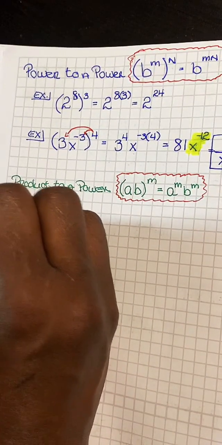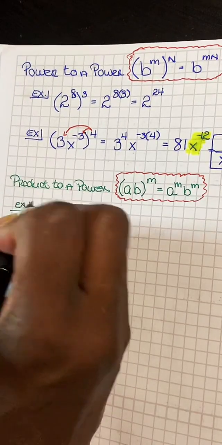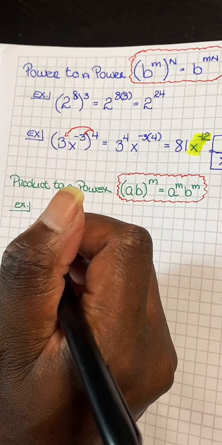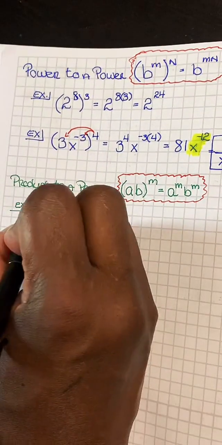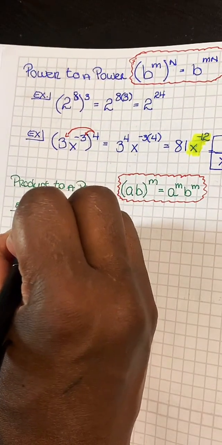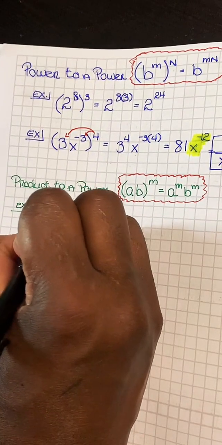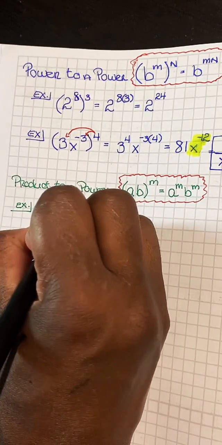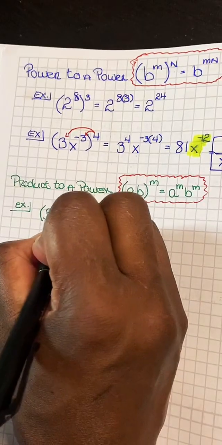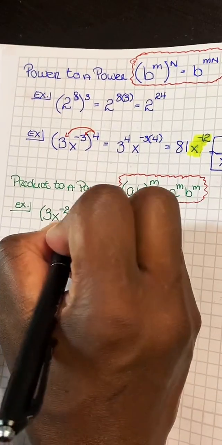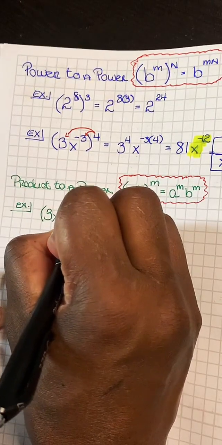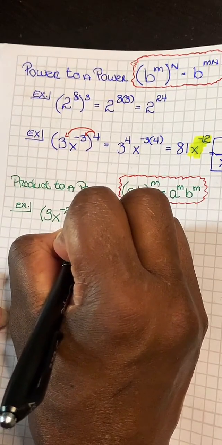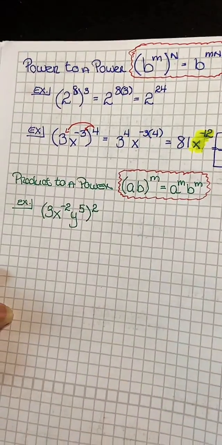So if I have, let's see. Okay, so if I have 3x to the negative second power, y to the fifth power, and let's say the whole thing is being squared, raised to the second power.